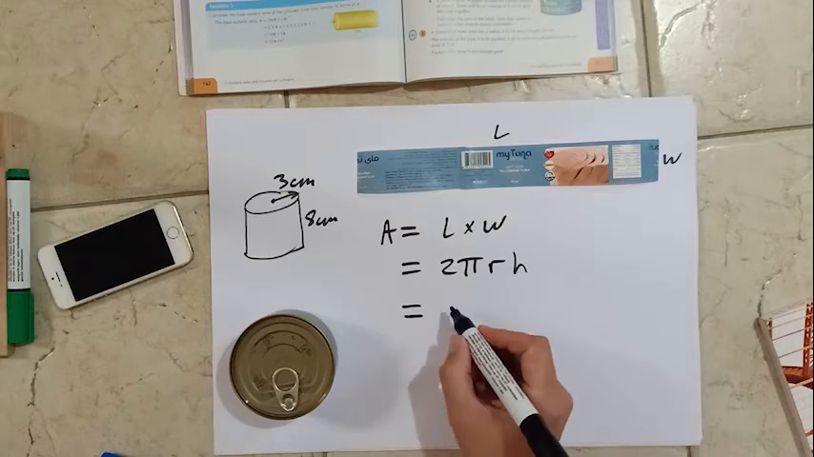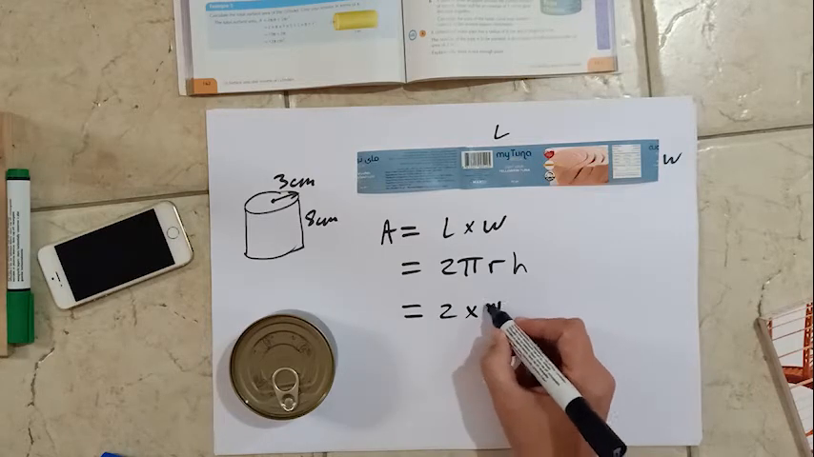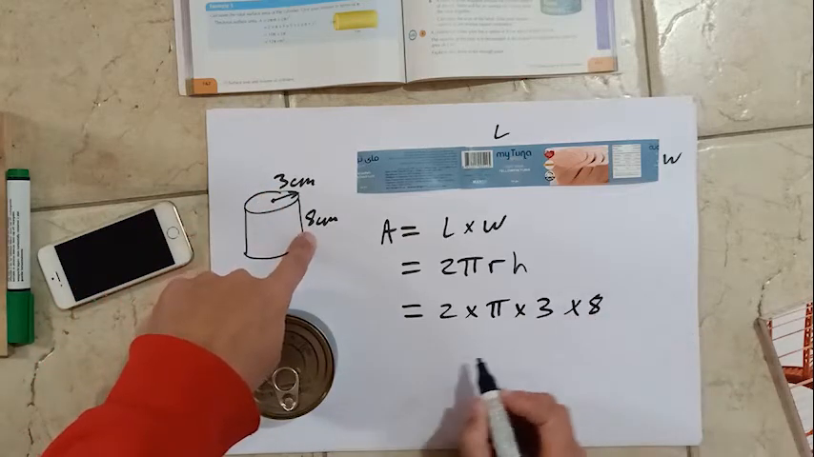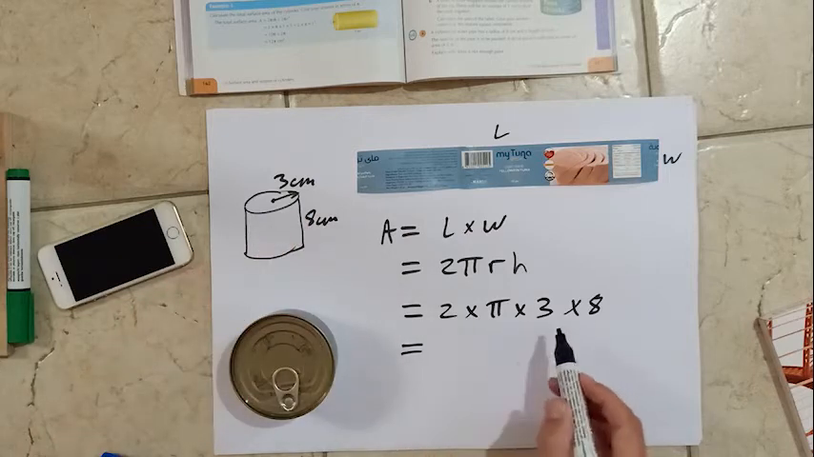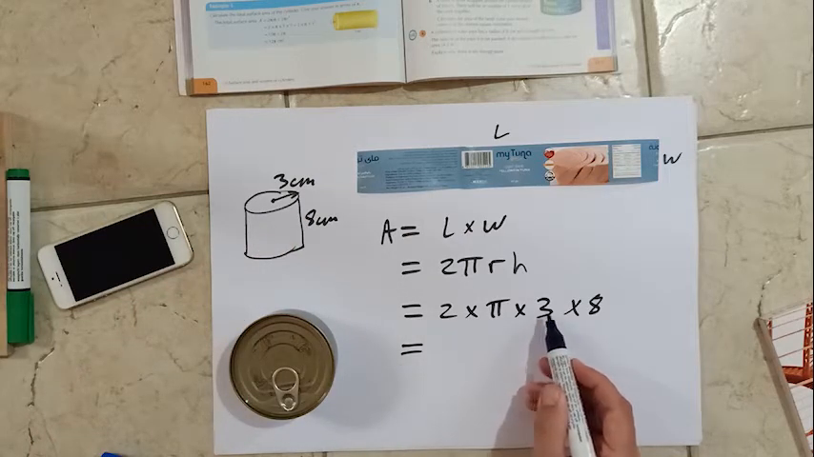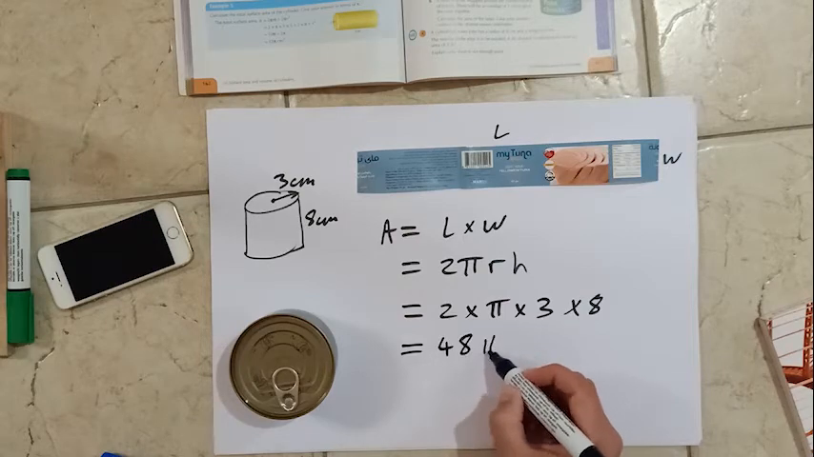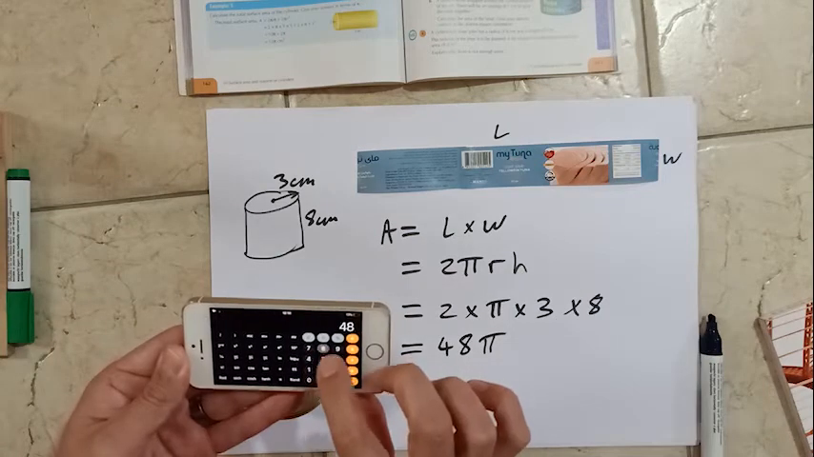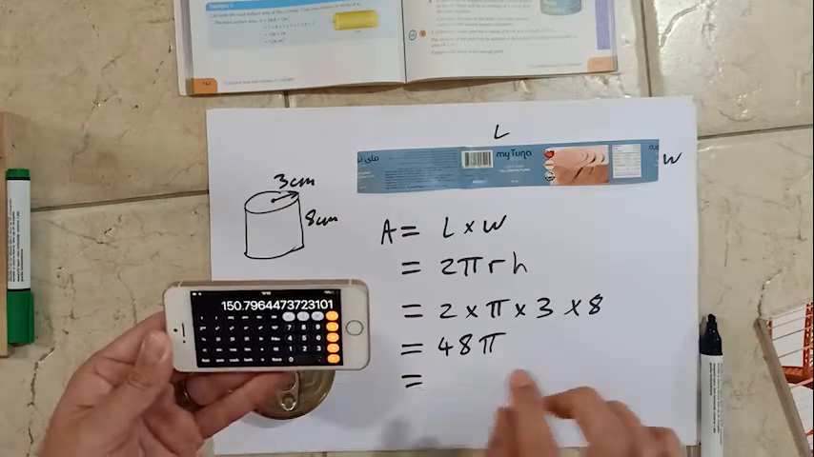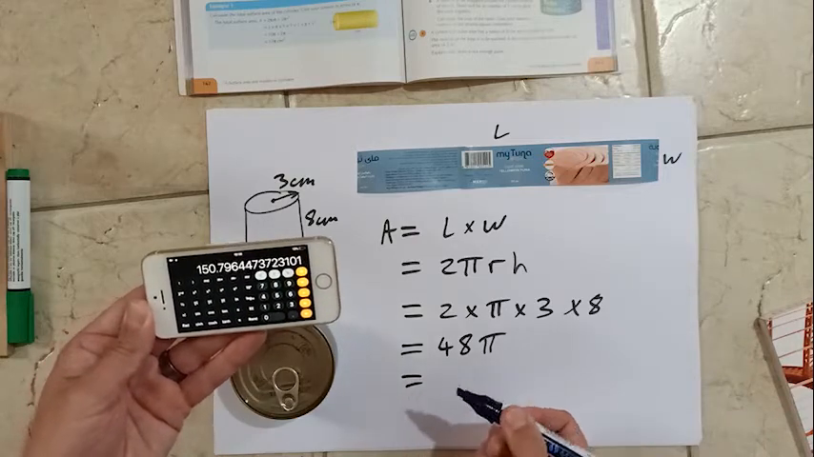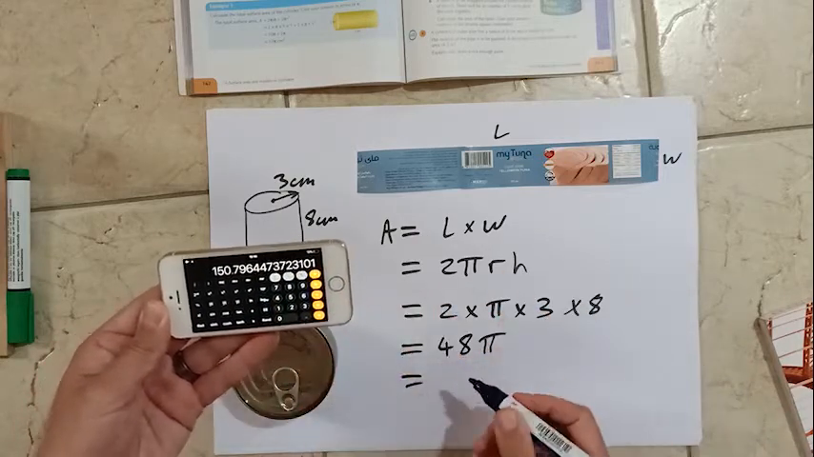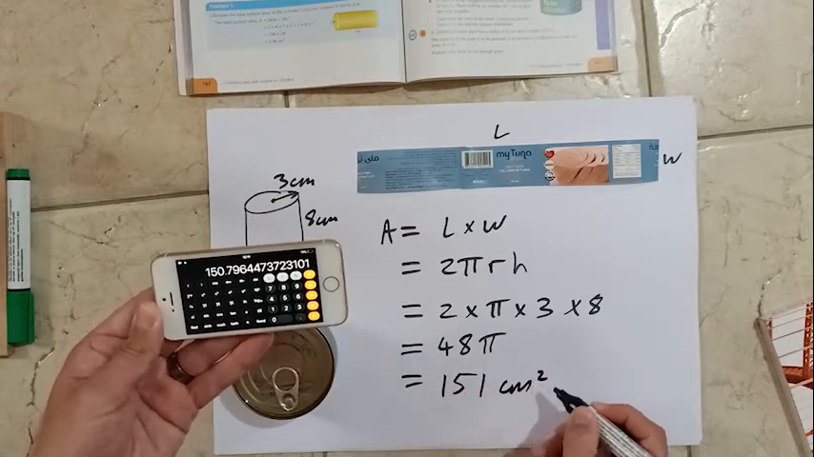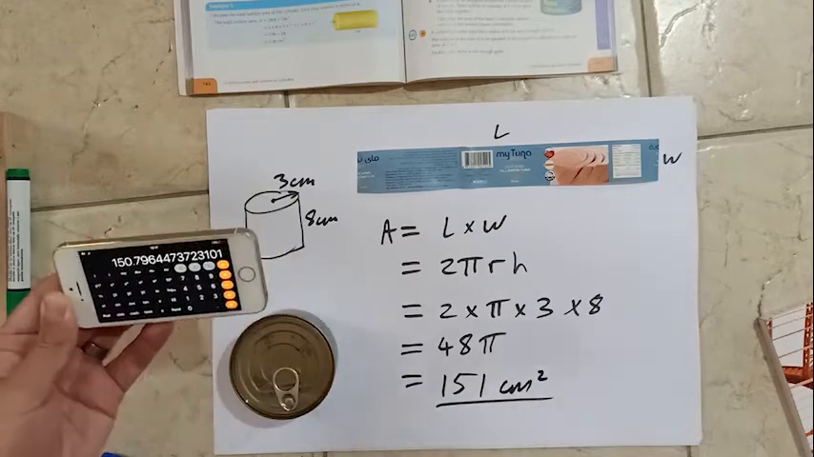Let's put these numbers in. 2 times pi times 3, the radius, times 8, which is the height. So 2 times 3 is 6, 6 times 8 is 48 pi. I leave it in terms of pi as long as possible. 48 times pi equals 150.79, so that's 151 centimeters squared to 3 significant figures.